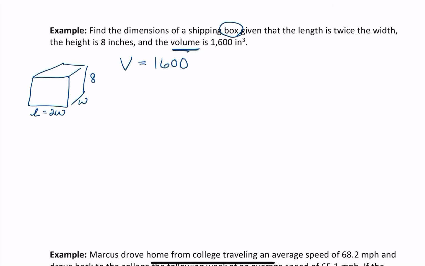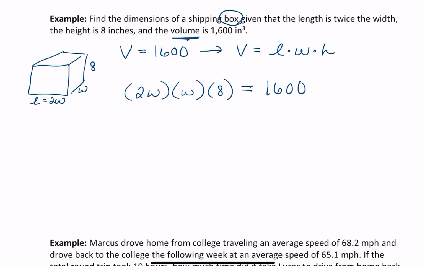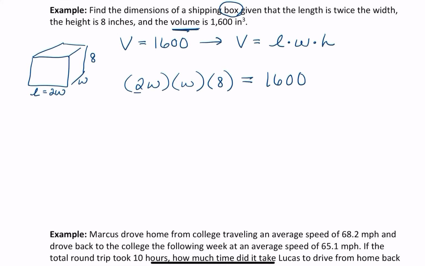So since I'm dealing with volume, I'm going to use the volume of a rectangular prism. So I've got length, which we're going to put in terms of W, 2W, times width, times height, which is 8. That equals my volume, which we know is 1600. So when you multiply that all together, 2 times 8 is 16, and W times W is W squared, equals 1600.